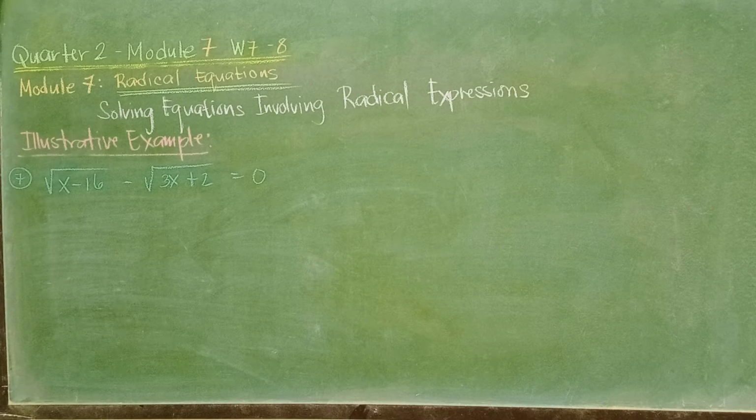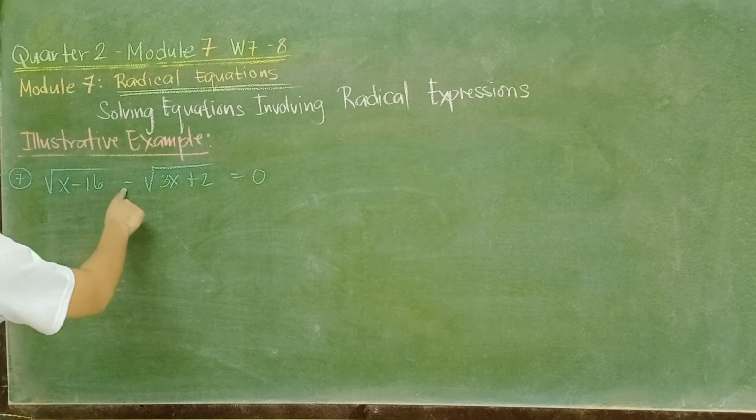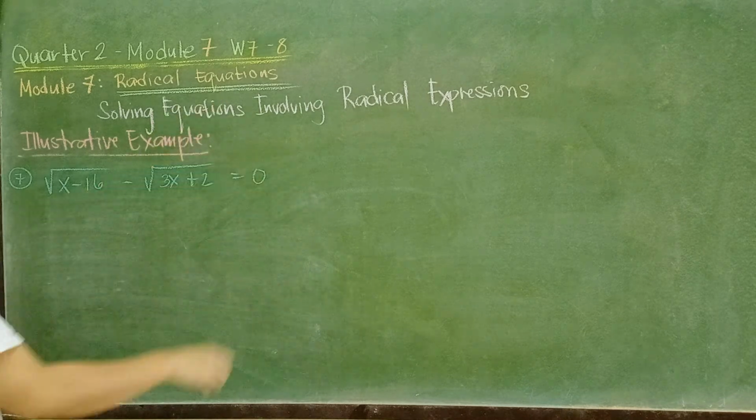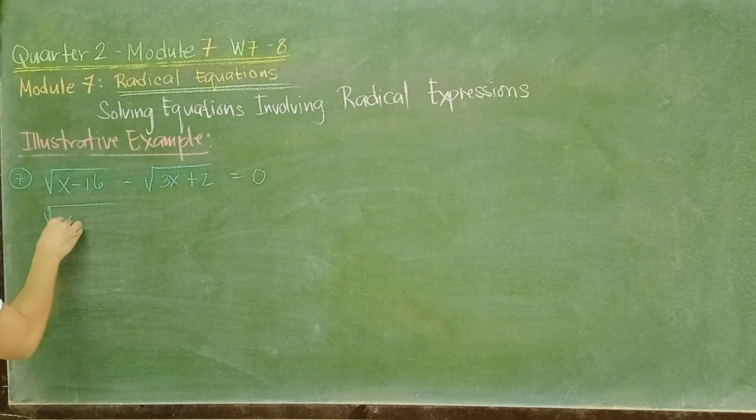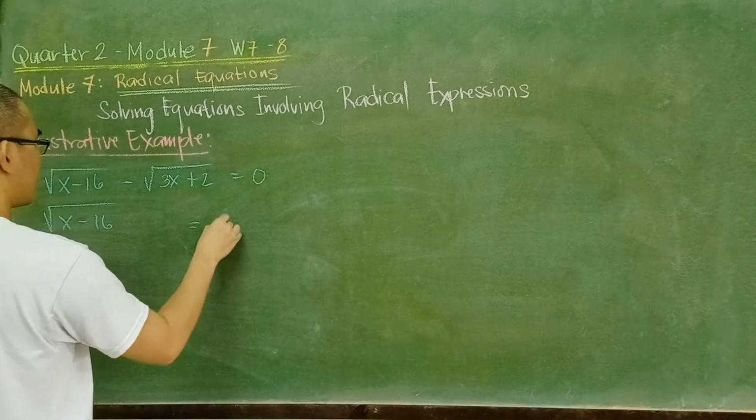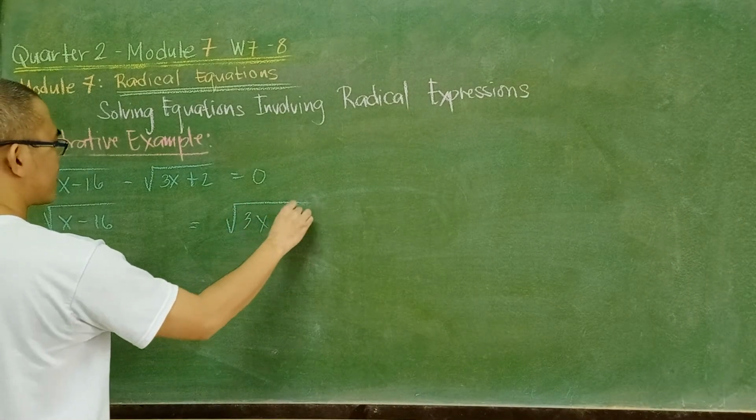Next number 7, square root of x minus 16 minus square root of 3x plus 2 is equal to 0. Na in this case, meron tayong dalawang terms na naka-radical sign. So kapag meron tayong expression na ganyan, ang gagawin natin is ito-transpose muna natin isang term na may isang radical sign. So, yung negative square root of 3x plus 2, transpose muna natin sa kabila. So, you'll get square root of x minus 16 is equal to square root of 3x plus 2.